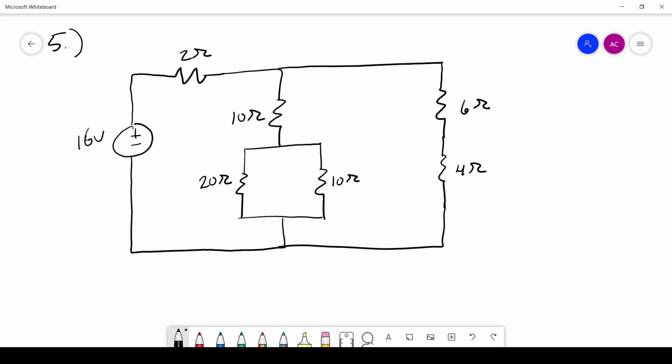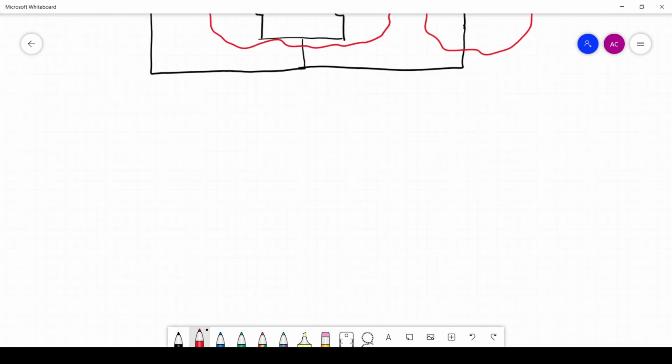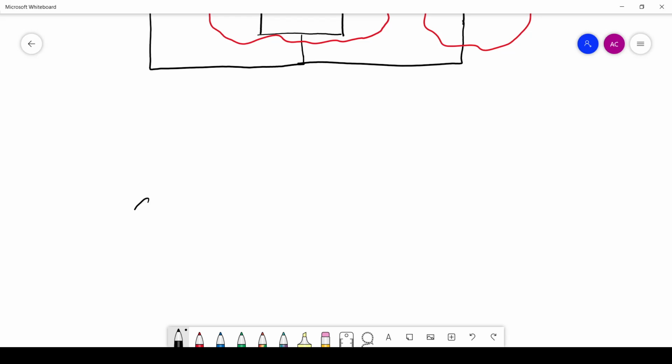Okay, so the first thing, well, I'm going to do two things at once. First thing I notice is that there are these parallel resistors here. Okay? And then there's also these series resistors here. Okay? So series and parallel resistors, we know how to simplify. So let's go ahead and do it. Okay, so I'll come down here, and we'll take one step, 16 volt source, 2 ohm resistor coming out of that source. Okay, then here we have our 10 ohm resistor.